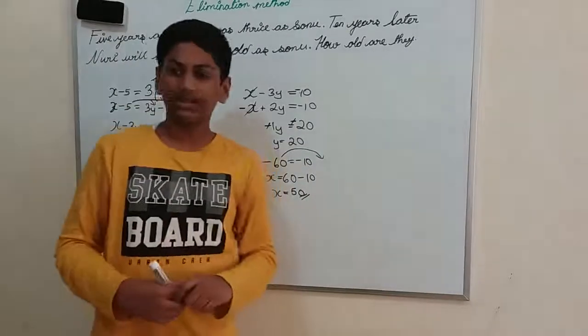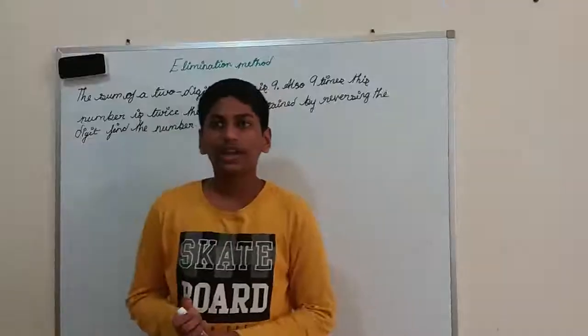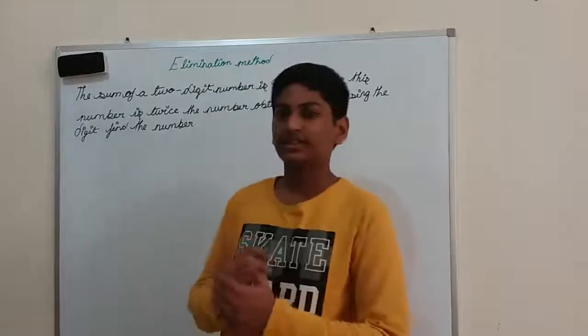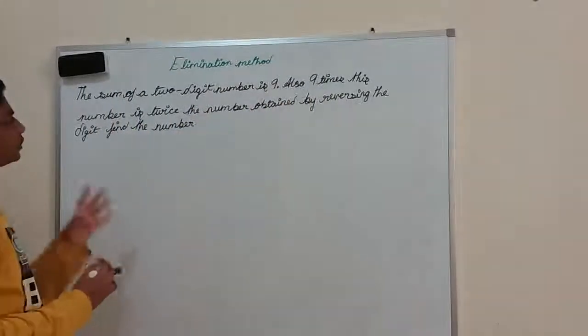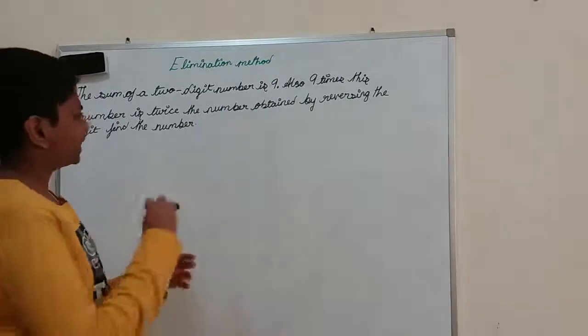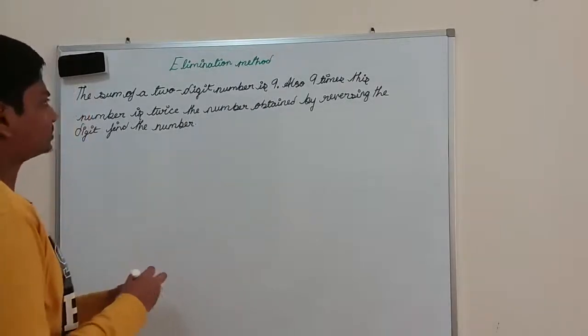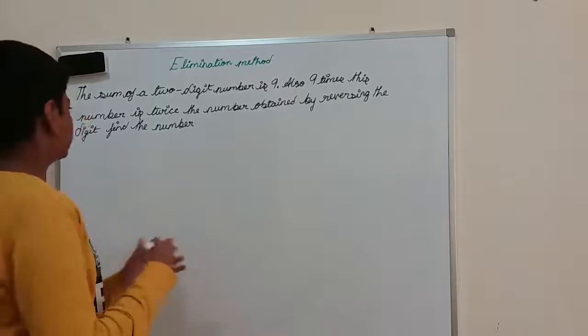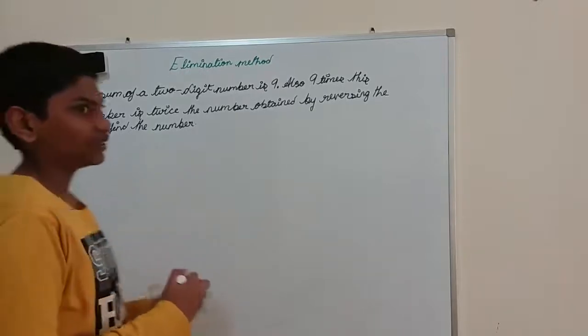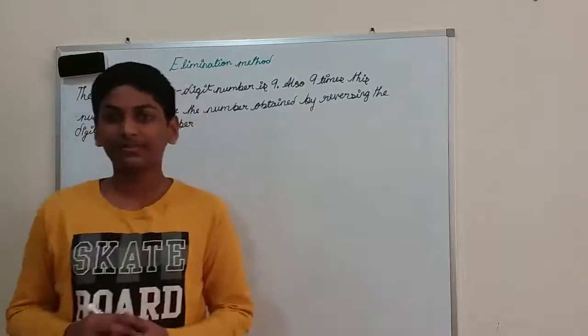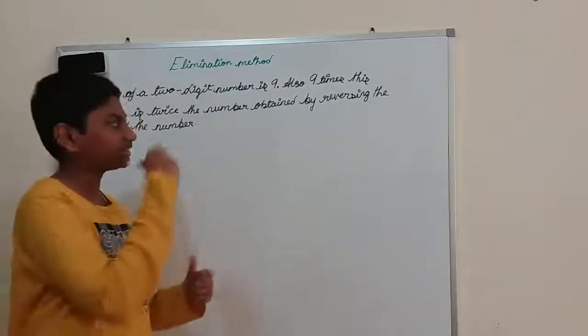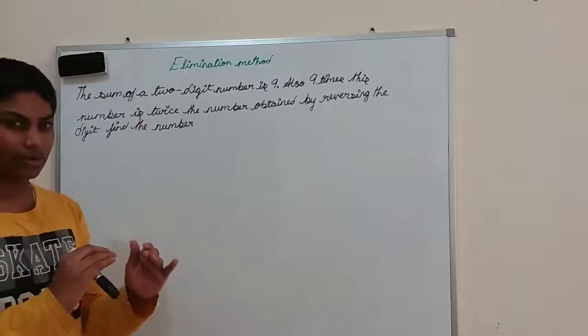Now let's solve another word problem under this topic. Now let's solve a complicated question at the end of our section. So over here we have: the sum of the digits of a 2-digit number is 9. Also, 9 times this number is twice the number obtained by reversing the digits. Find the number. Oof, this is a big complicated question. So let's make it simpler. We'll read it once more slowly.